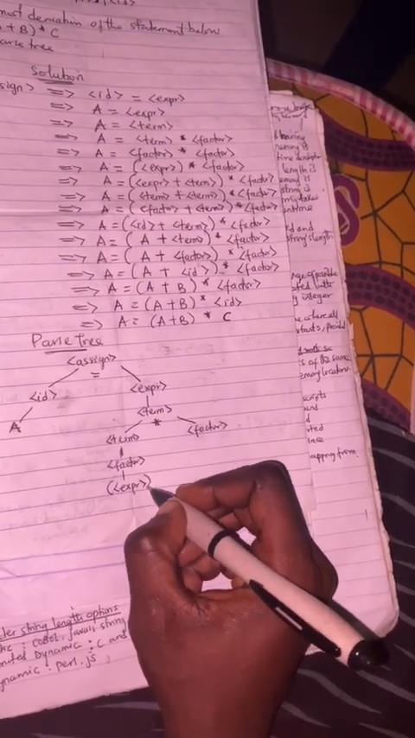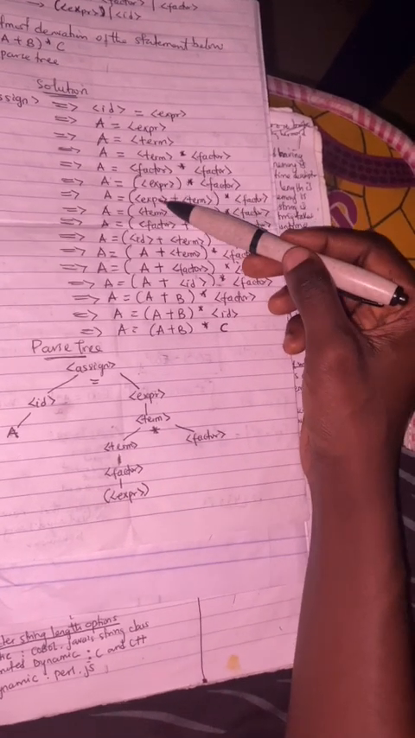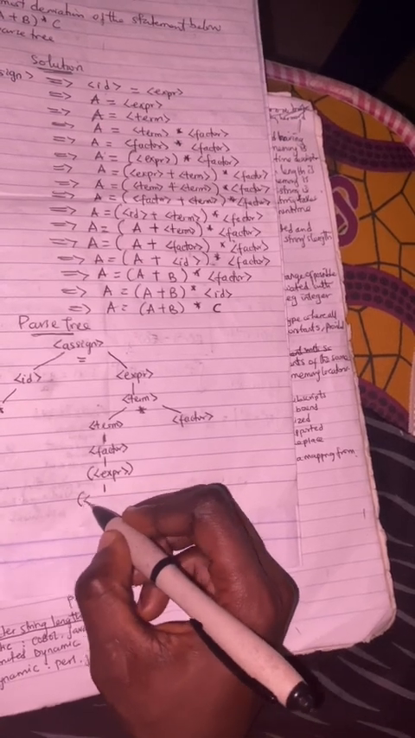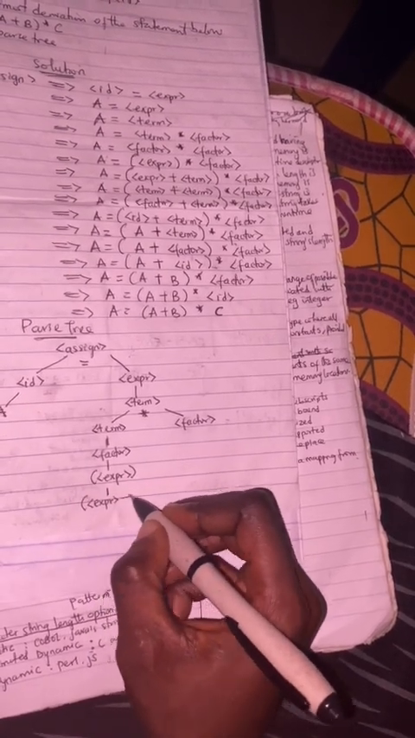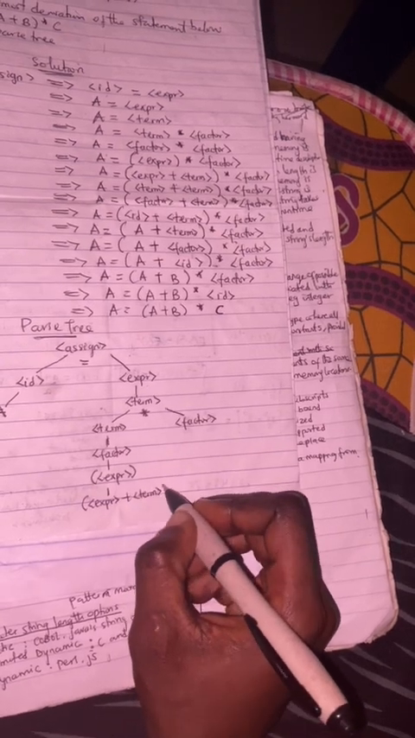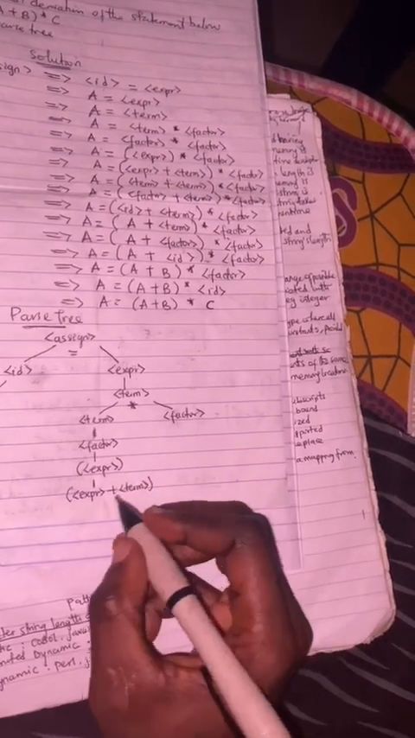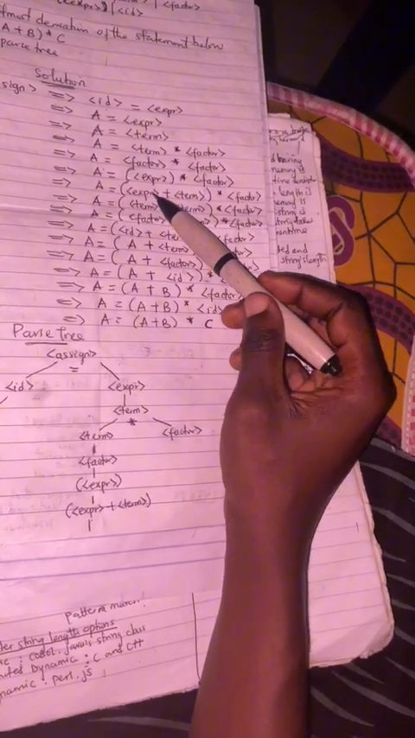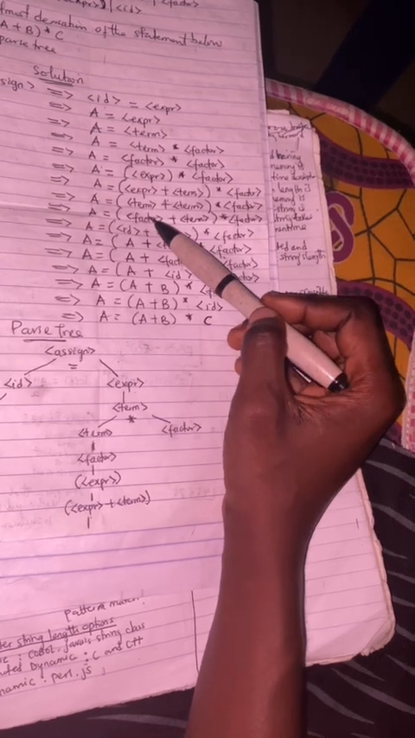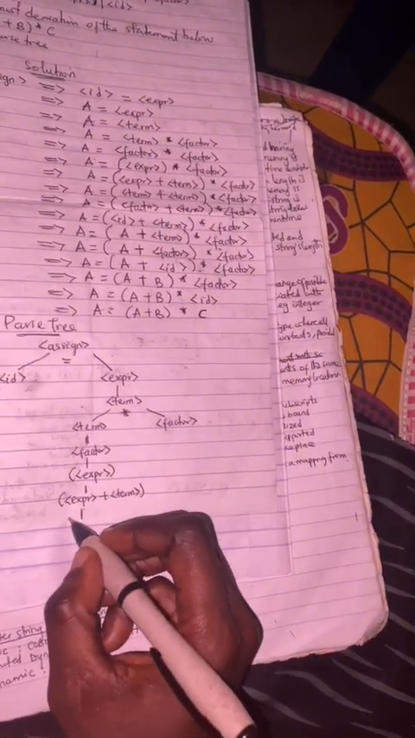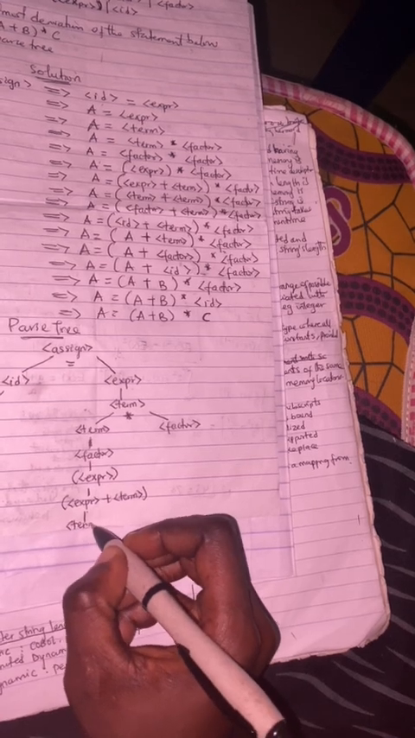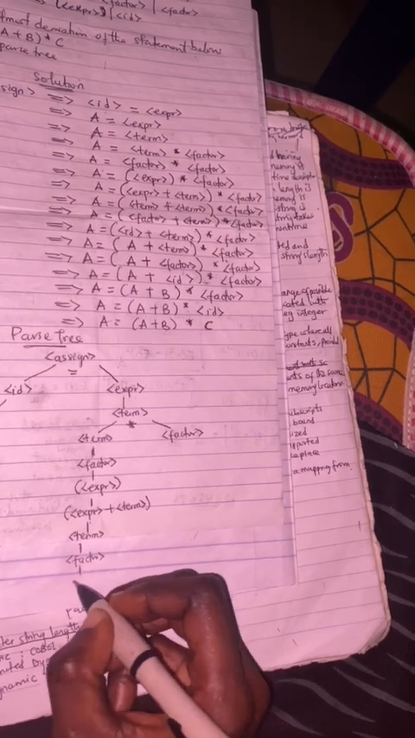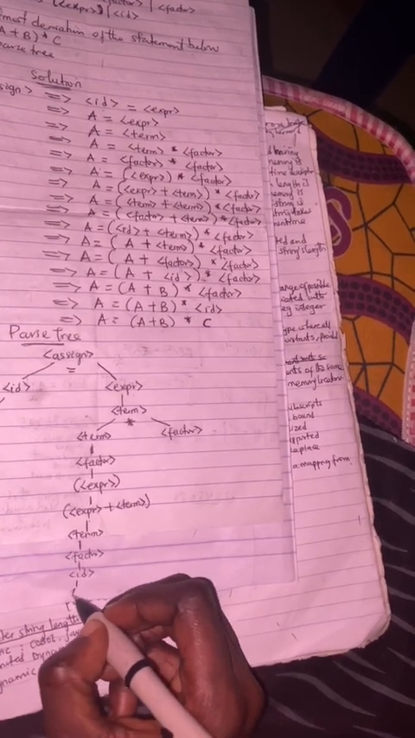Remember? So we are taking them one by one. Then this expression in brackets gave us expression plus term. So it gave us expression plus term. Right? This expression now gave us term, factor, id, and a. So this expression gave us term, right? It gave us factor, gave us id, then got to a.